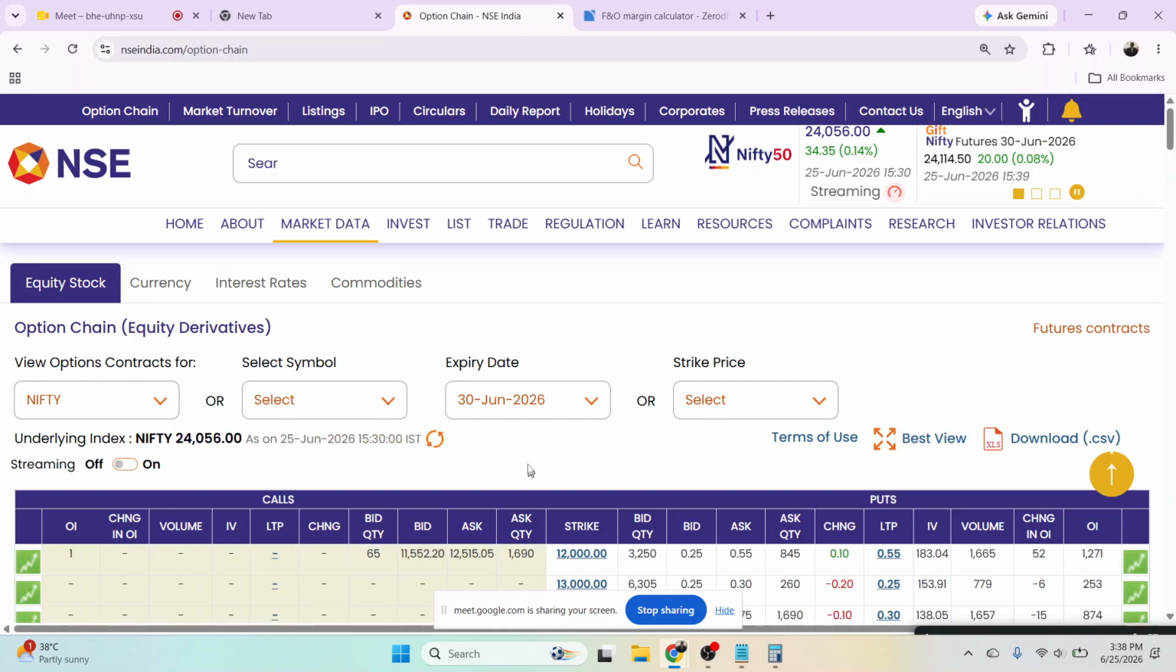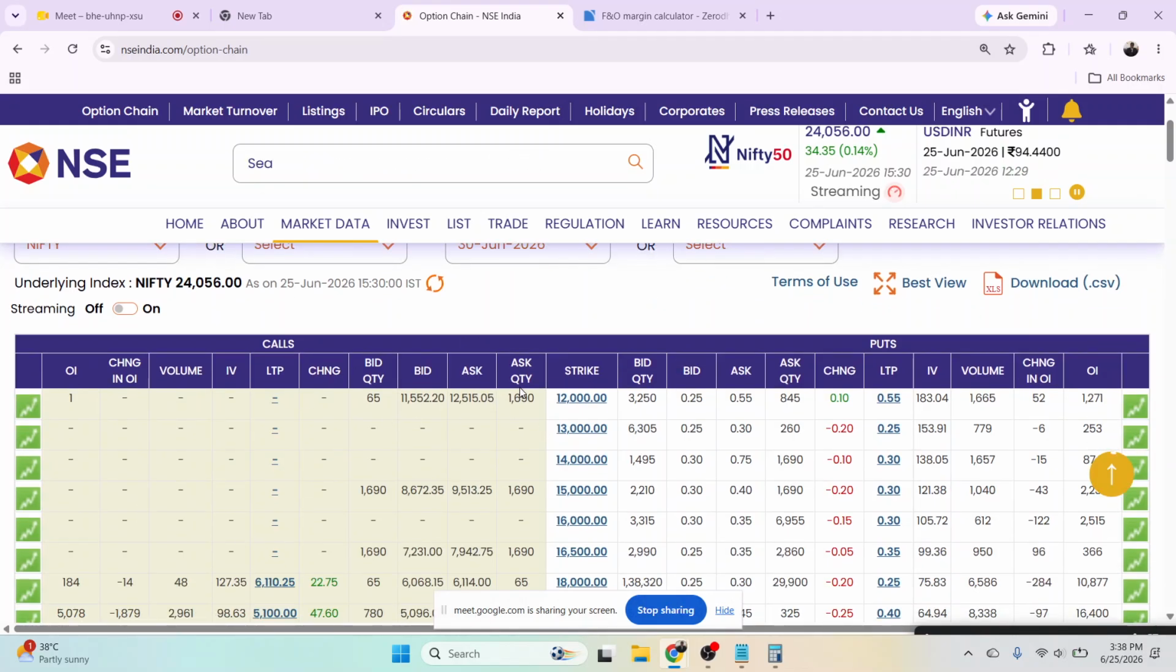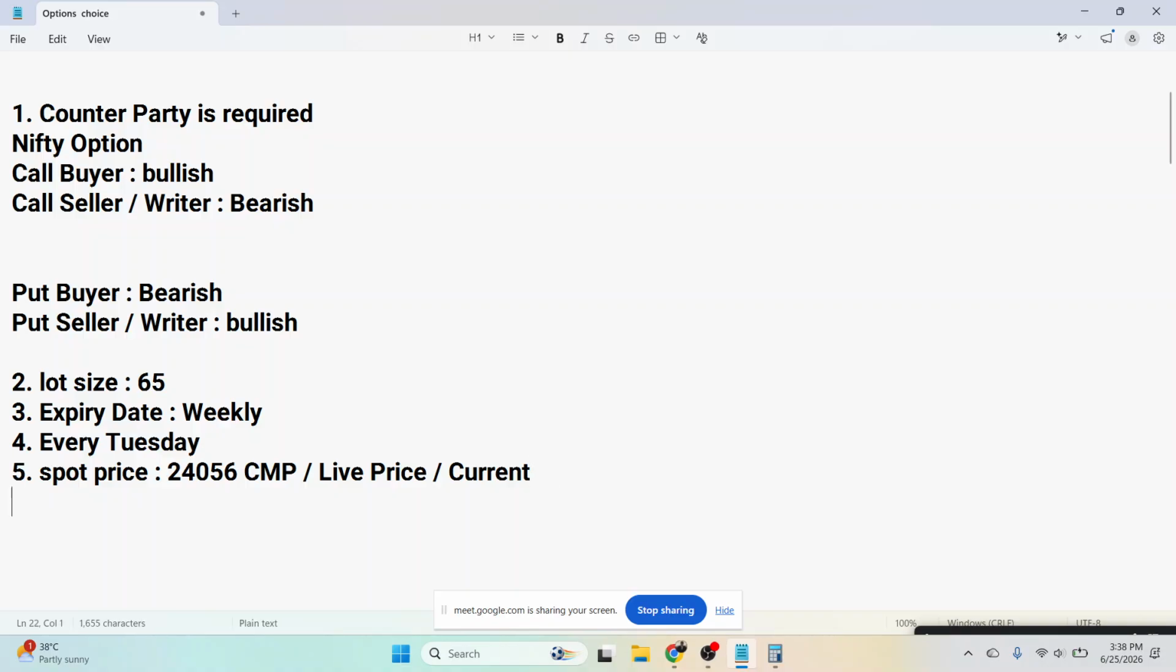This is option chain. If I click here, this is Nifty, this is underlying price, spot price. Now you can see this is option chain, and here is the data of call and this is the data of put. Now in the middle, here you can see this is the strike price, okay. So next thing is strike price. What is strike price?